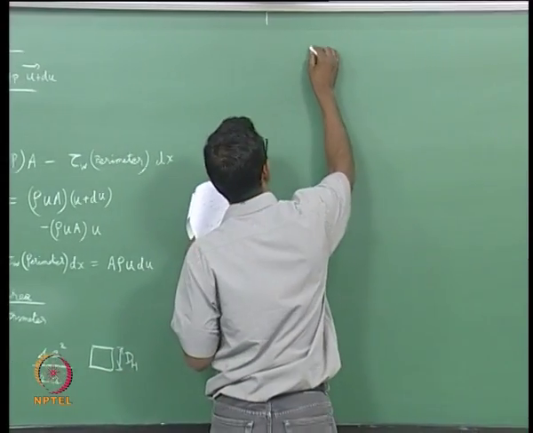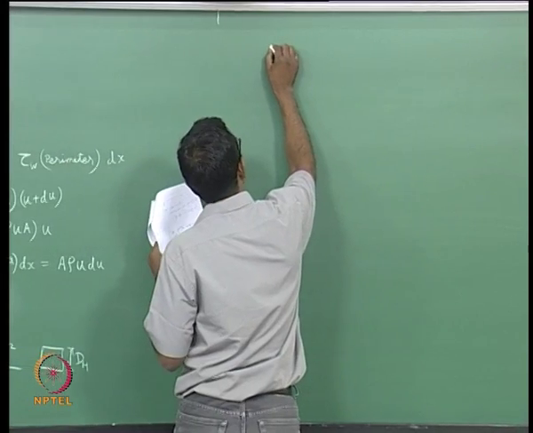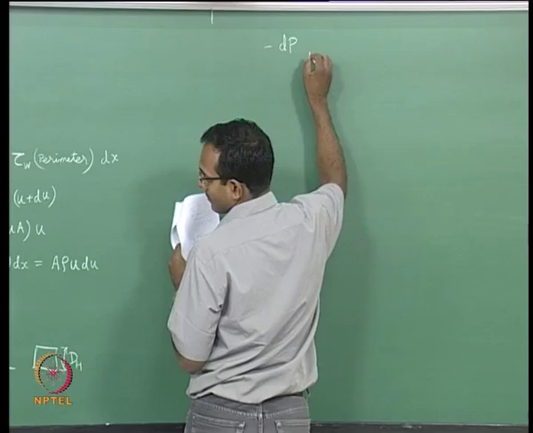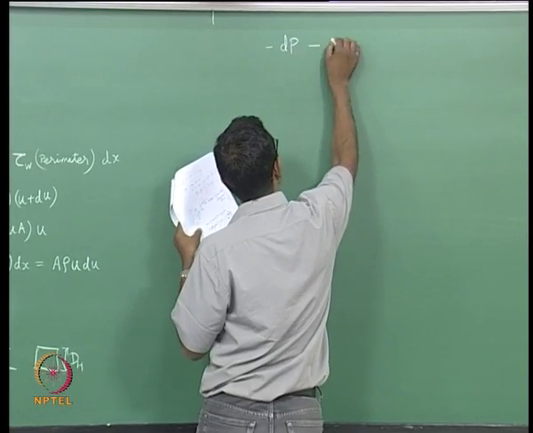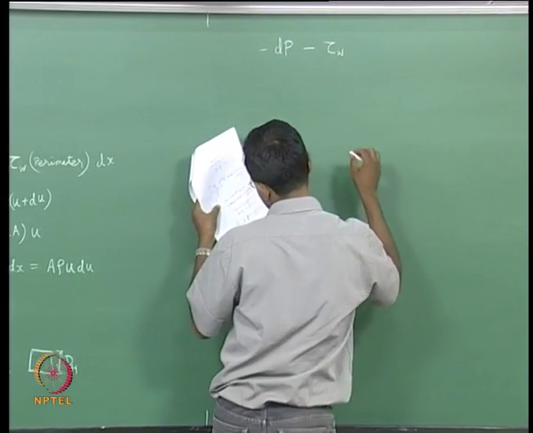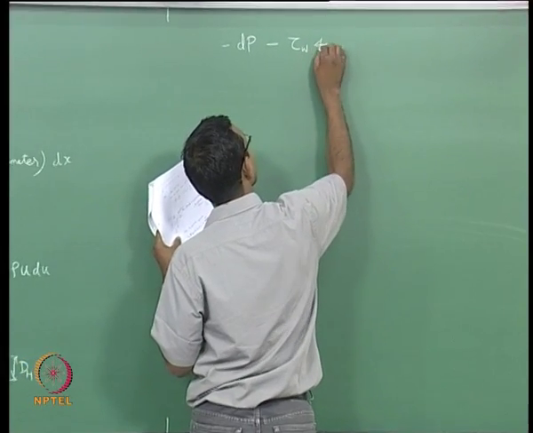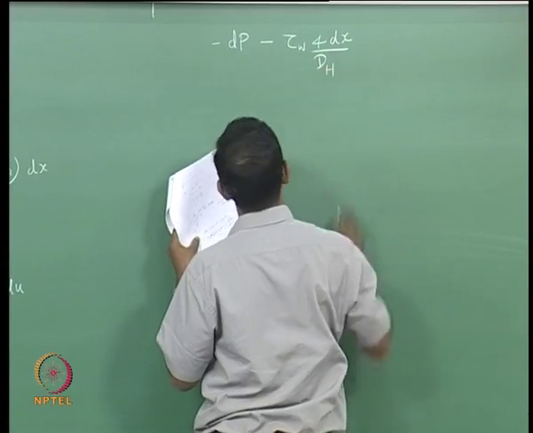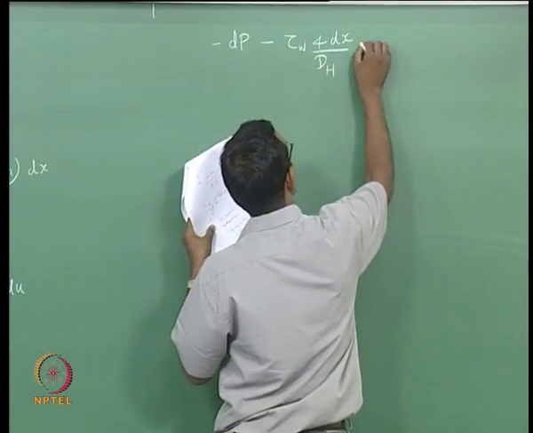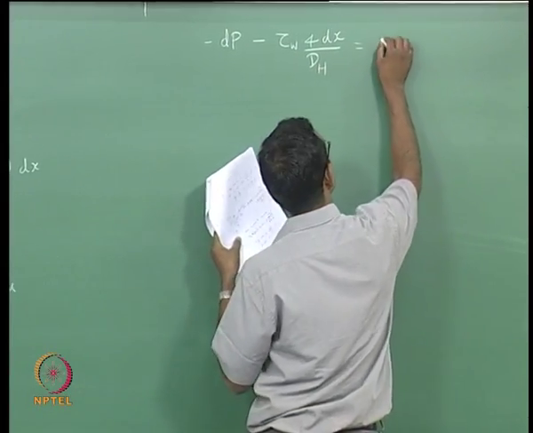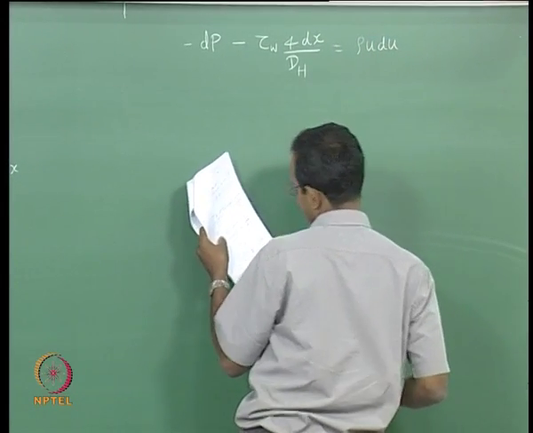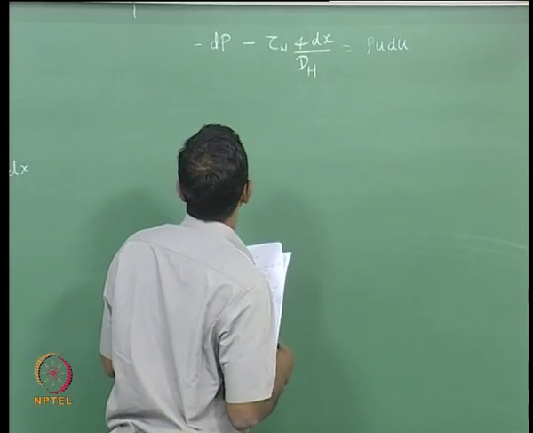Okay. So if I substitute that, I will end up with minus dp minus tau wall 4 dx by dh is equal to rho u du. Okay. I will end up with this particular form.